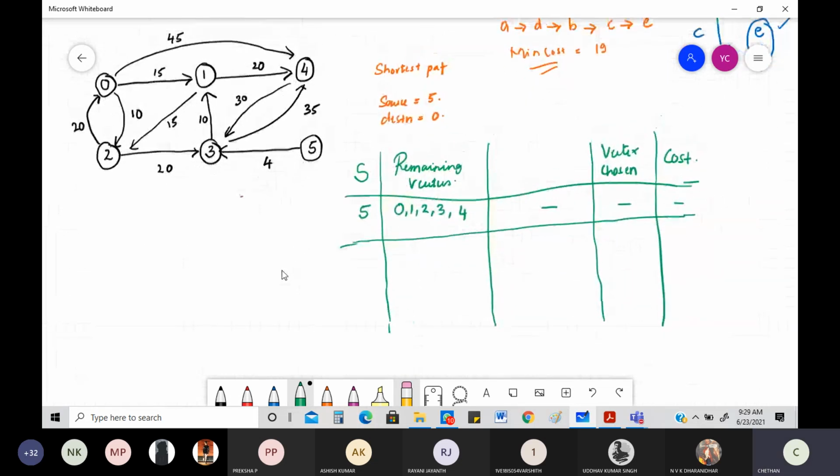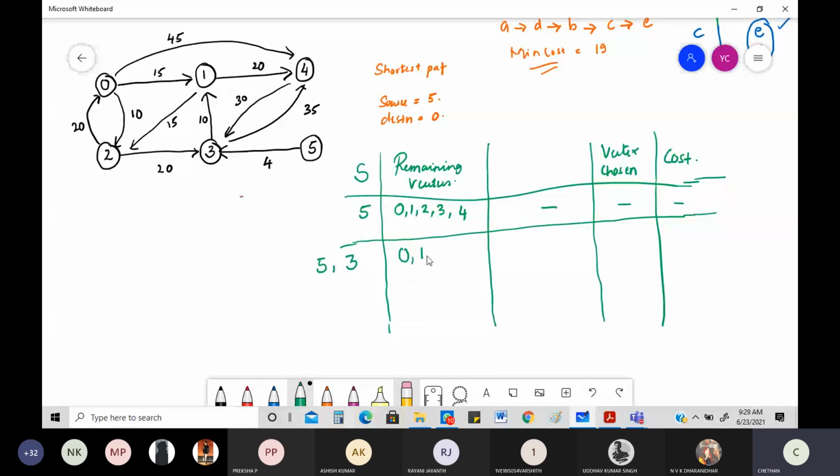See the cost, everything. Now, from 5, where all do I need to go? There is only one place I can go. What is that? 3. Is there any other place I can go? No, not at all possible. So I can go from 5 to 3, correct? Is there any other place? No. So 5 to 3 only I can go. What will be the remaining vertices? 0, 1, 2, 4. Correct? Okay. What is the cost? You need to make sure that you figure out what is the cost.